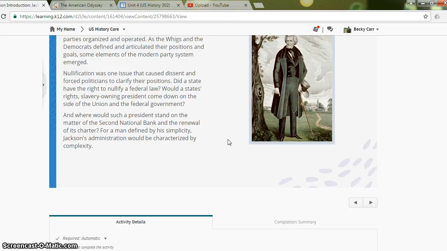Did a state have the right to nullify a federal law? Would a state's rights, slavery-owning president come down on the side of the Union and the federal government? And where would such a president stand on the matter of the Second National Bank and the renewal of its charter? For a man defined by his simplicity, Jackson's administration would be characterized by complexity.